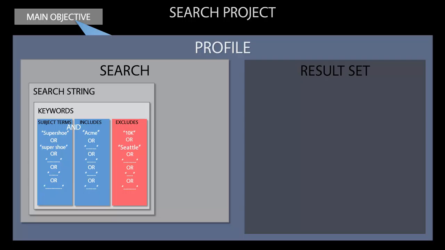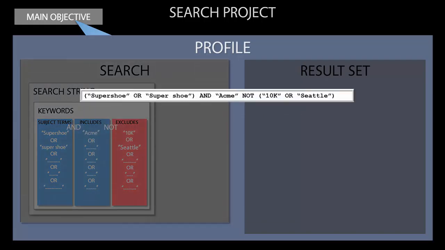Excludes are defined using the Boolean not operator. In SM2, the minus sign can be used as well as not, which is what you will be seeing in our search strings in these videos. Here is what your search string might look like given the keywords we have entered here.